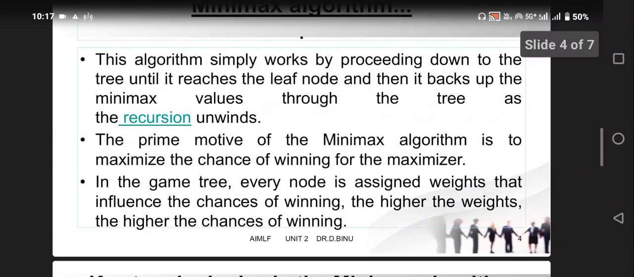This algorithm simply works by proceeding down the tree until it reaches the leaf node, and then it backs up the min-max values through the tree as the recursion unwinds. The prime motive of the min-max algorithm is to maximize the chance of winning for the maximizer. In the game tree, every node is assigned weights that influence the chances of winning. The higher the weights, the higher the chances of winning.